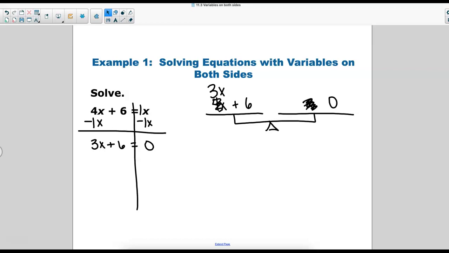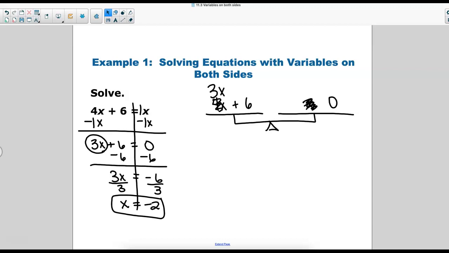This equation is just a two-step equation now. Okay. So the variable has a best friend, they stick together, we get rid of the plus 6. How do we get rid of plus 6? Minus 6. And we get 3x equals negative 6. Divide by 3. x equals negative 2.